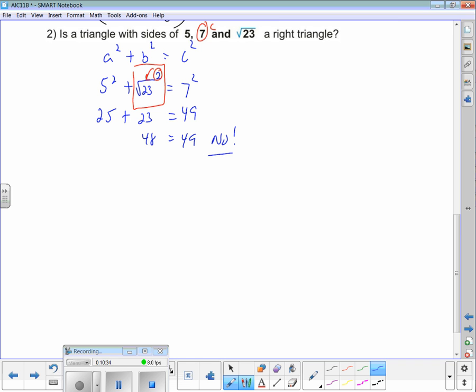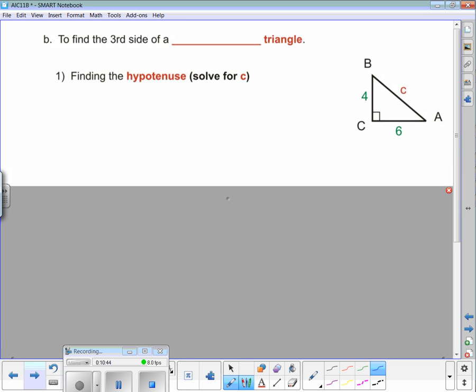It always will. That's the way the formula is. If the formula works, it is a right triangle. If the formula does not work, it is not a right triangle. All right, what's the second way of using the Pythagorean theorem? To find the third side of a right triangle.